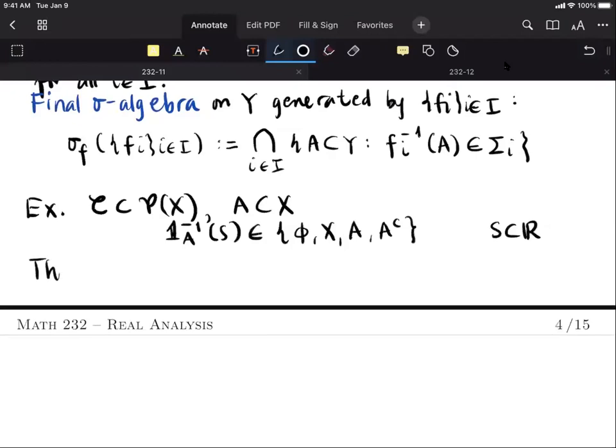Then from this, we can see that the sigma algebra generated by C is the initial sigma algebra on X generated by the characteristic functions where A is in C. Because here, if you take the inverse image, you get the set A in C. So therefore, sigma algebras generated by a collection of sets can be expressed as an initial sigma algebra corresponding to indicator functions of sets in the collection.